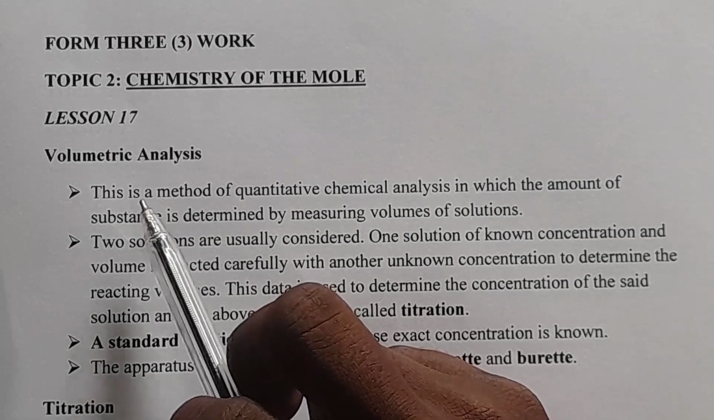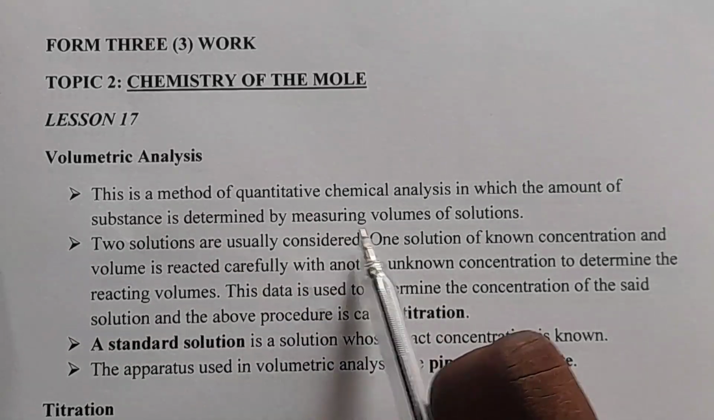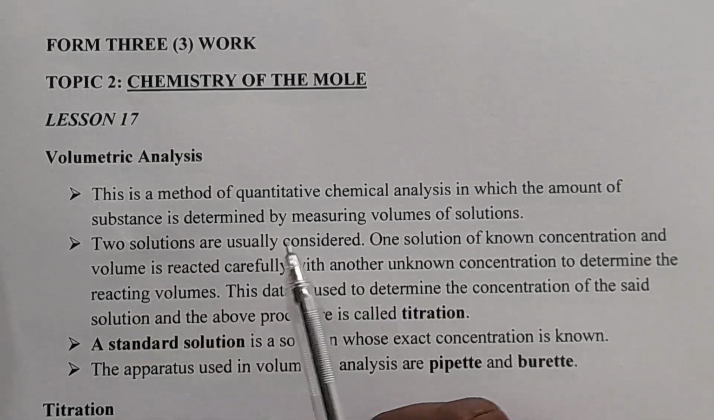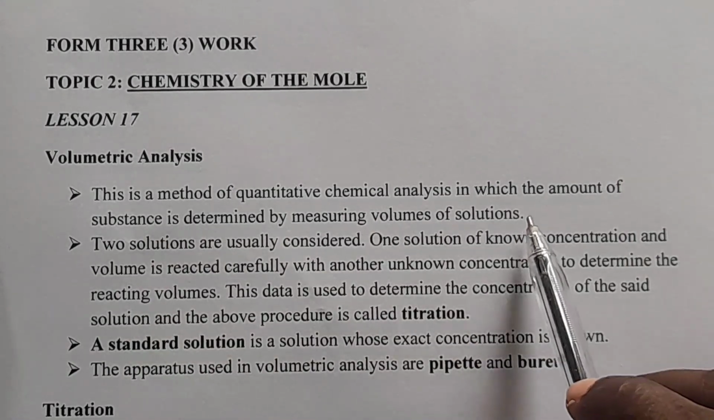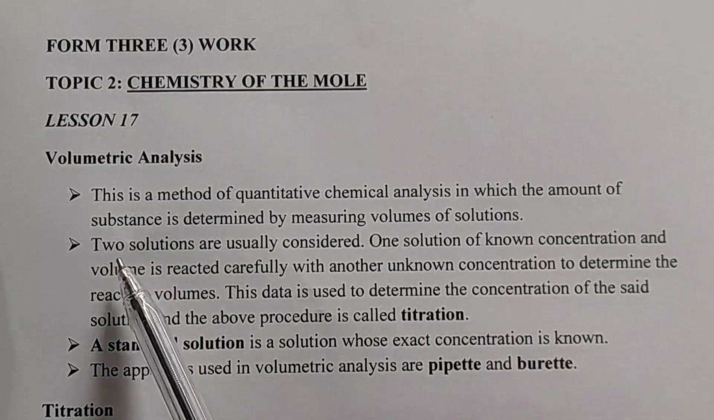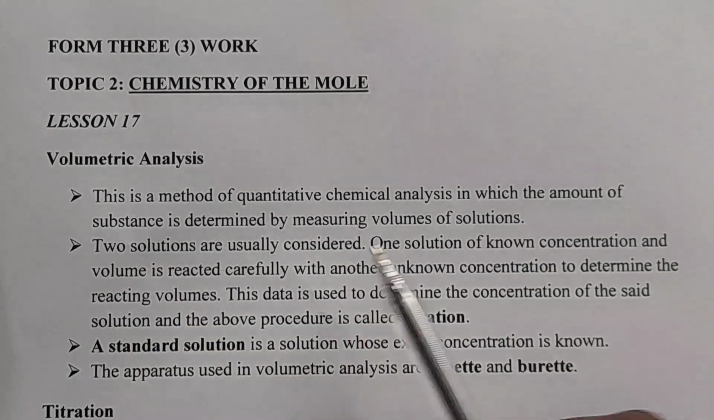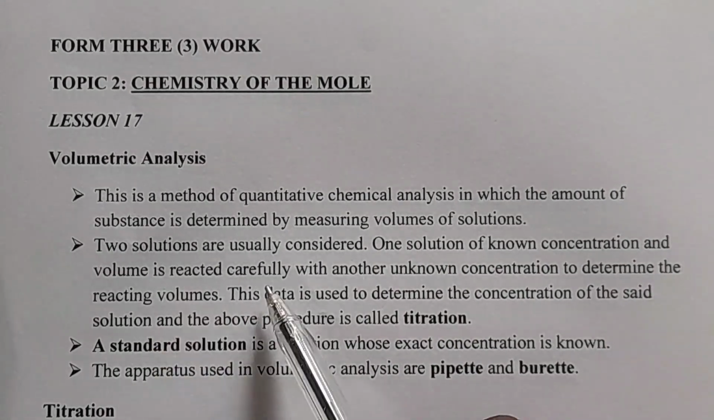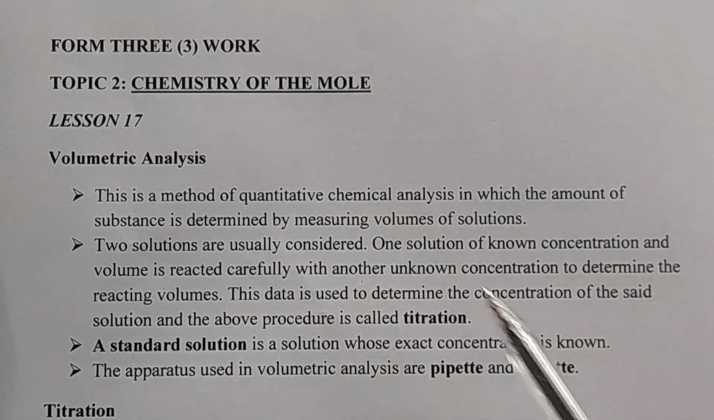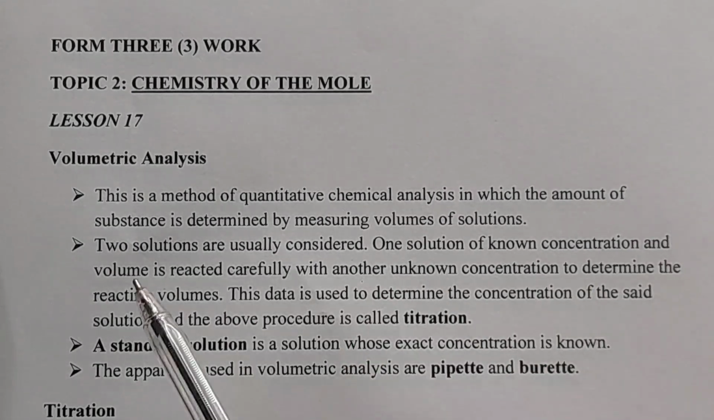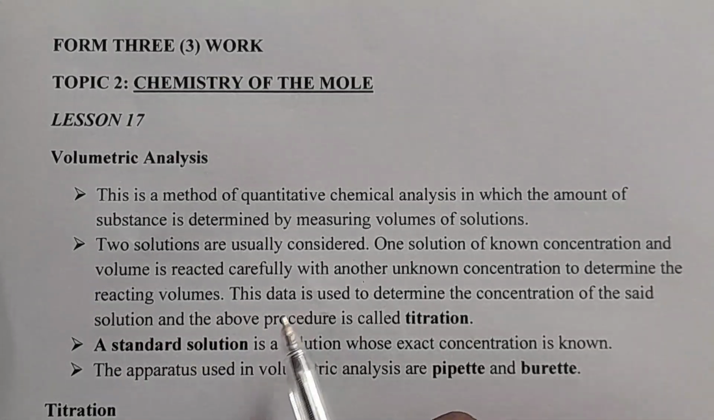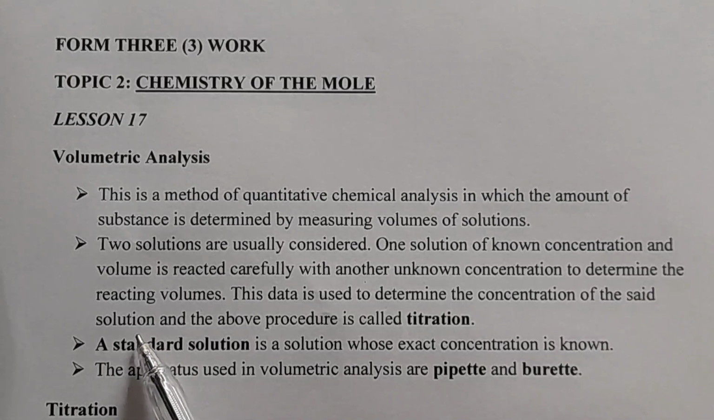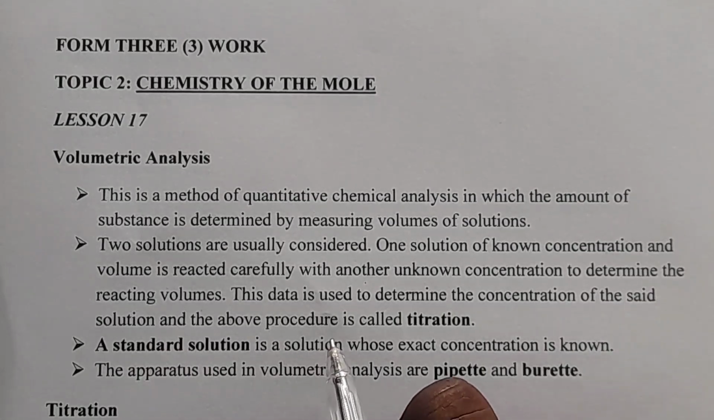Volumetric analysis is a method of quantitative chemical analysis in which the amount of substance is determined by measuring volumes of solutions. Usually, two solutions are considered. One solution of known concentration and volume is reacted carefully with another of unknown concentration to determine the reacting volumes. This data is used to determine the concentration of the said solution, and the above procedure is called titration.